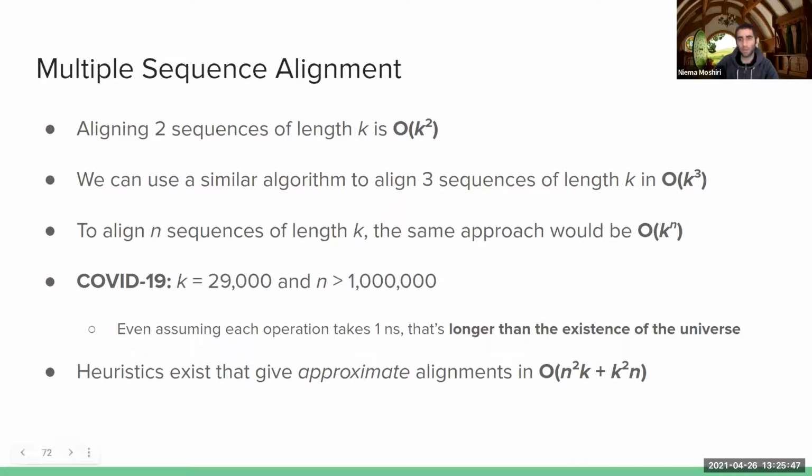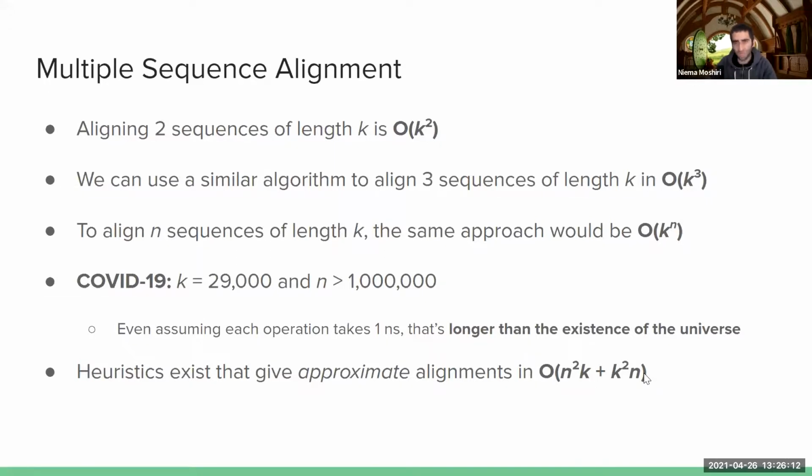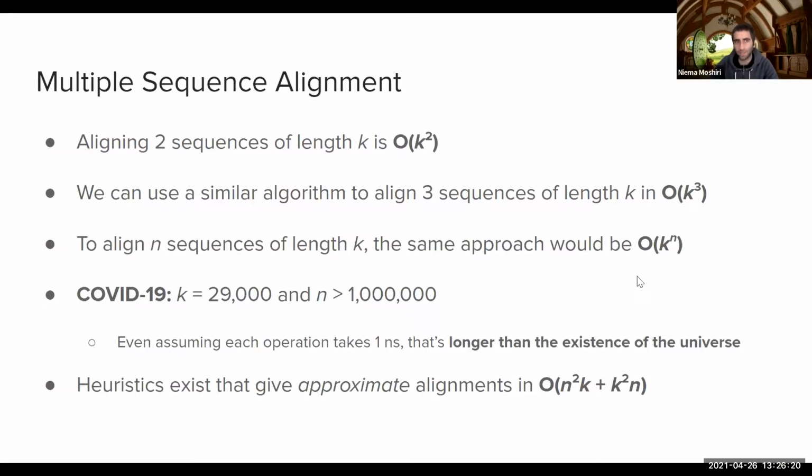So it turns out that there are heuristics that scale on the order of quadratic with respect to the number of sequences times the length of the sequences, plus the length of the sequences squared times the number of sequences. So the number of operations performed is roughly n squared k plus k squared n. What that means is not too important, but the main takeaway is that it scales quadratically with the number of sequences rather than exponentially with the number of sequences. So much, much, much faster.